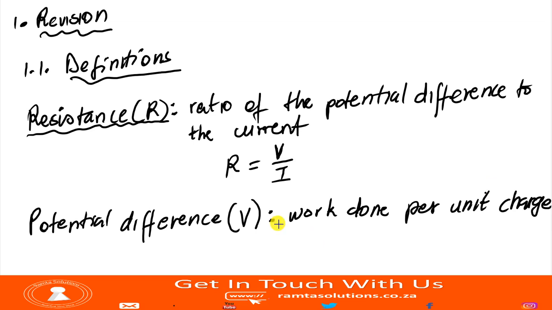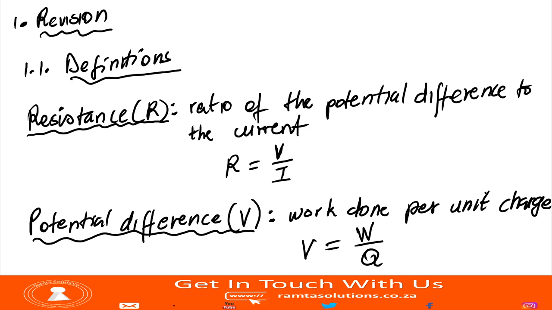So from this definition, potential difference is work done, whose symbol is W, per unit charge, whose symbol is Q. And by so saying, we are sorted. This is potential difference.